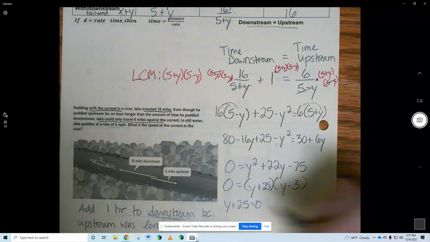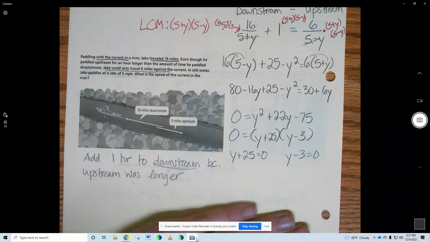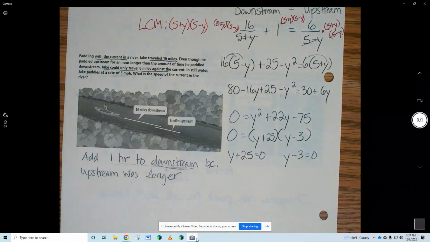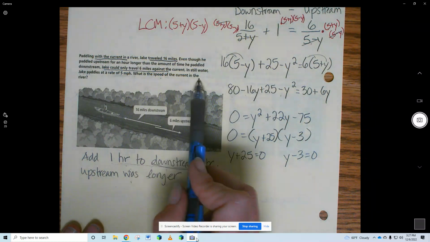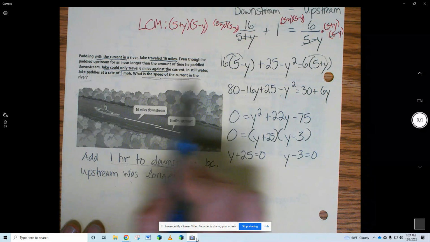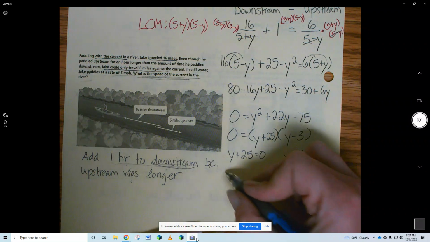So this is like the zero product property. I set each factor equal to 0 because I want to know, are both of these going to work? The question is, what is the speed of the current in the river? That's what it's asking us. What is the speed of the current? To find the time, I would plug in the correct answer.